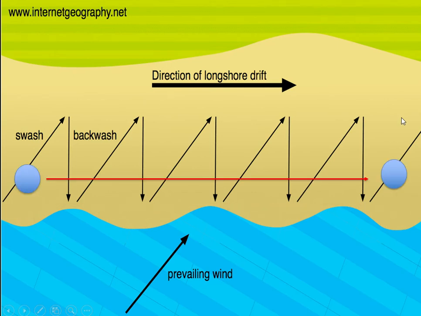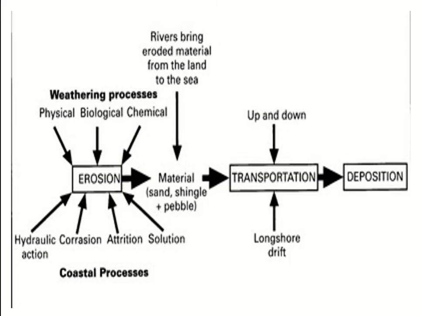And so, if we're going to really bring this process together then, we've seen erosion, which is hydraulic action, attrition, solution, and abrasion. We've looked at the weathering, which is the physical, biological, and chemical. They all cause cliffs and rocks to break down into material, shingle, and pebble. Over time, they are then transported via transportation and longshore drift until finally we are now at the deposition stage.